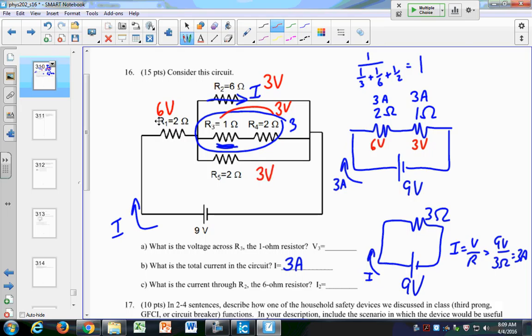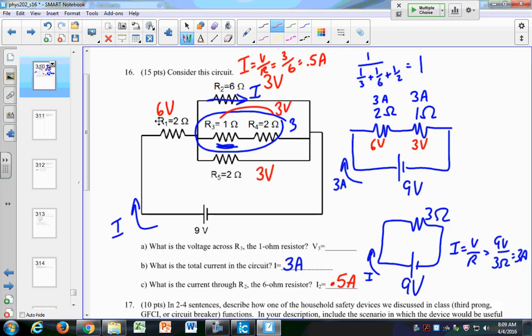So let's see, I want to know the voltage across R3. We'll come back to that. What is the current through R2? Here, if I know the resistance and I know the voltage, I is going to be V over R. That's from Ohm's law. That's going to be 3 over 6, or 0.5 amps. So down here for part C, it's going to be 0.5 amps.